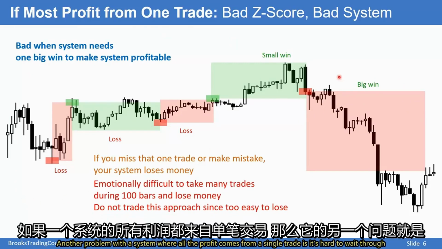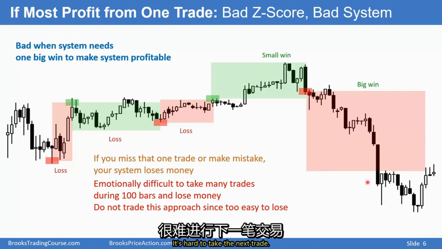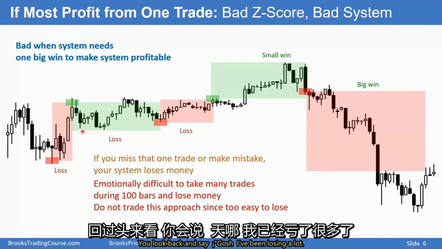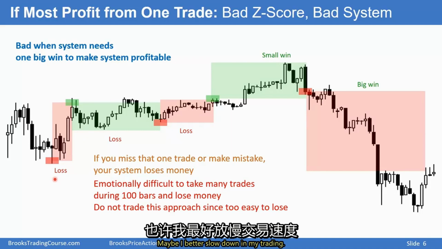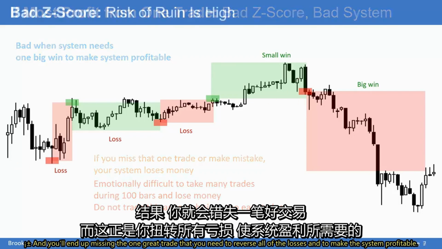Another problem with a system where all the profit comes from a single trade is it's hard to wait through bar after bar after bar and loss after loss after loss, hoping for the one big trade. It's hard to take the next trade. You'll look back and say, gosh, I've been losing a lot. Maybe I better slow down in my trading. And you'll end up missing the one great trade that you need to reverse all of the losses and to make the system profitable.